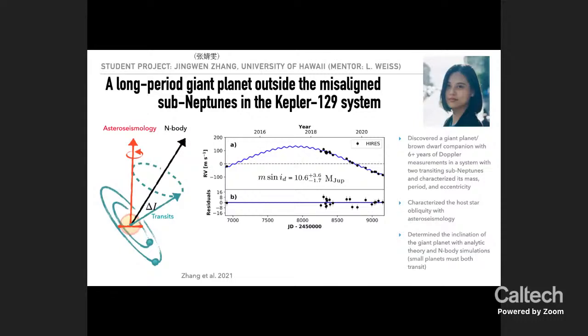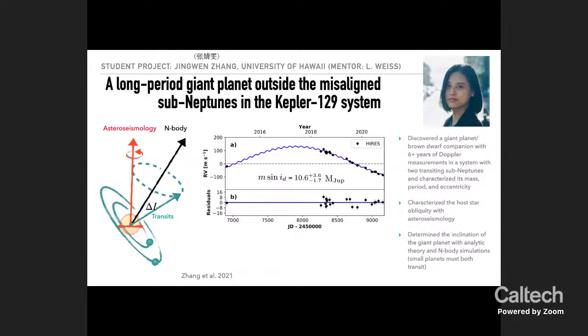My student Jingwen is participating in this survey. For her first-year project, she discovered and characterized the orbit of a massive giant planet in a system that has 2 transiting sub-Neptunes. We were lucky enough that the host star has astroseismology, and she was able to characterize its obliquity from this and found that the sub-Neptunes are misaligned with respect to the star that they're orbiting. She also determined the inclination of the giant planet based on analytic theory and n-body simulations.